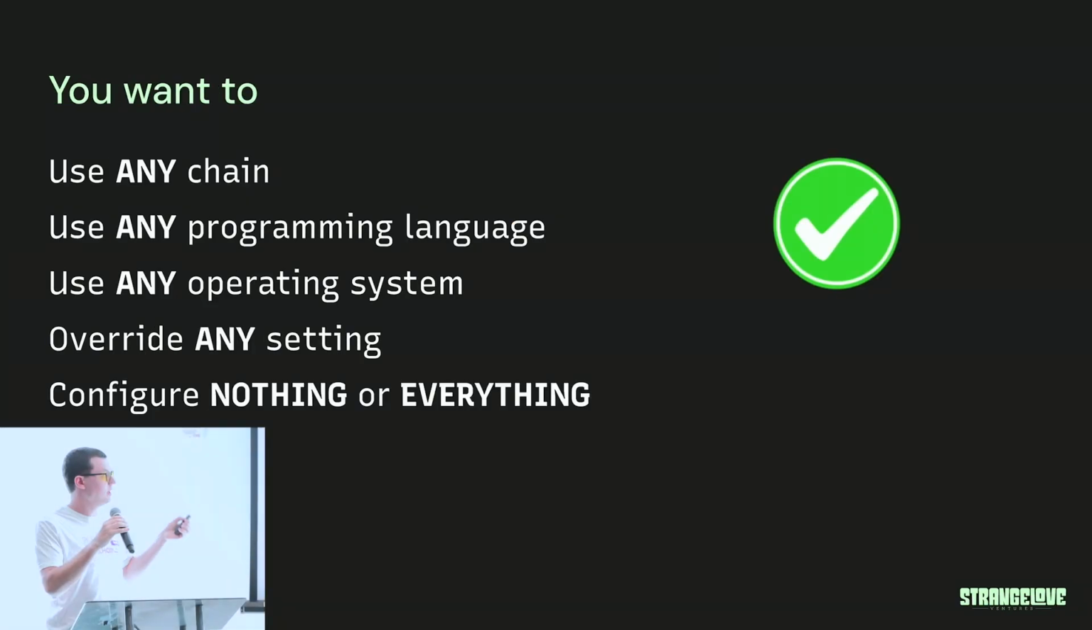So we want to be able to use any chain in Cosmos. Any programming language should be able to be run against this. So if you're familiar with Python, great. If you're familiar with Rust, great. We don't want to force that upon you. We want you to use anything that you feel comfortable with using.